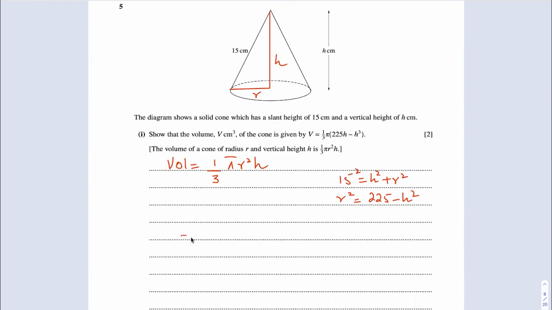Substituting the value in the formula, we have 1/3 × π × r², which is 225 minus h², multiplied by h. Expanding the bracket, we get 1/3 π(225h − h³).